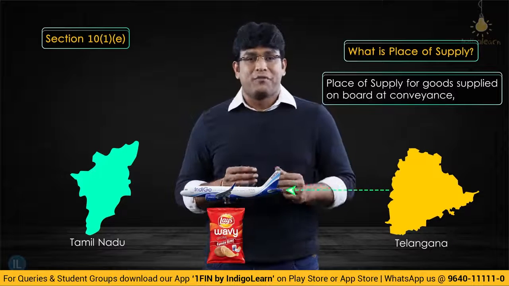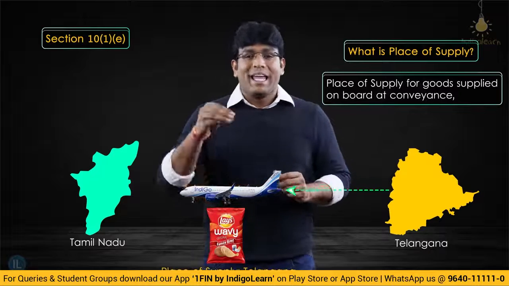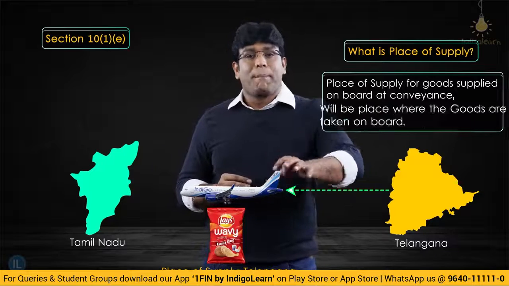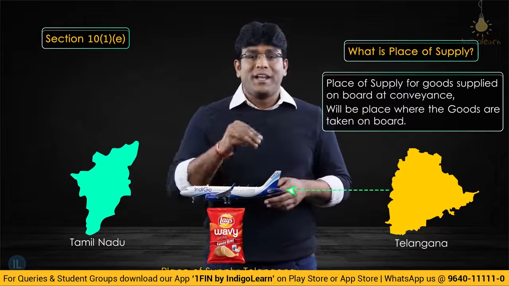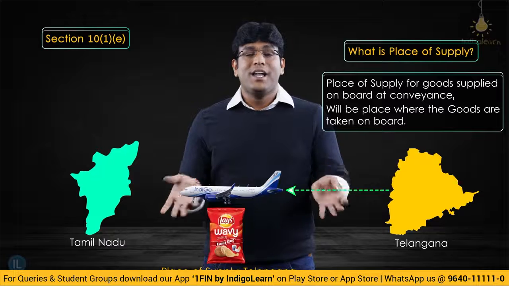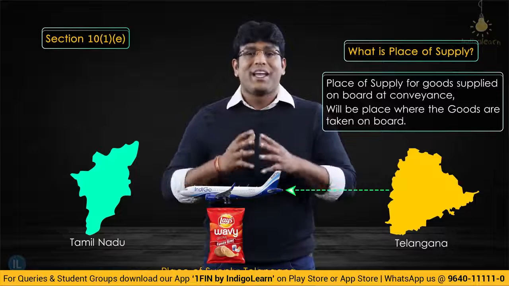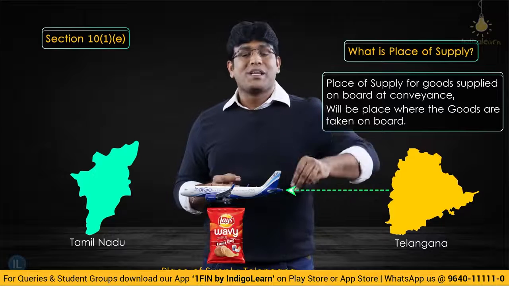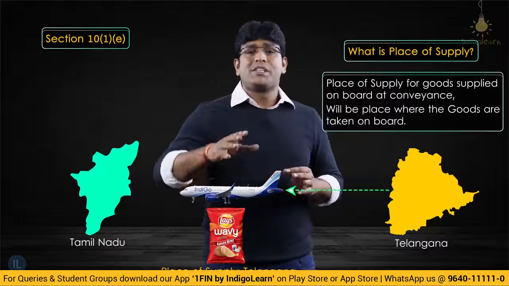In this particular case, my dear friends, the answer will become Hyderabad, because place of supply in case of goods supplied on board a conveyance shall be the place where goods are taken on board. Now, common sense point, when did the goods come into that flight? The goods have come into the flight in Hyderabad itself. That means in Telangana only the goods are taken on board. So for goods supplied on board a conveyance, place of supply will be the place where goods are taken on board. Clear, right? Now take another example.